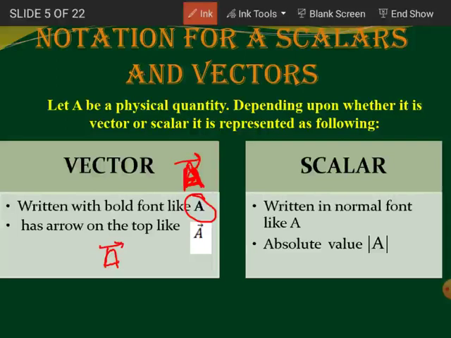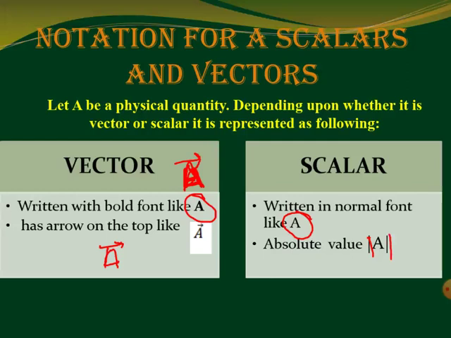But a scalar quantity represents only a magnitude. So it can be written by a letter alone, like A, or it can be written with the modulus, or you can call it the absolute value, of the letter A, which represents a scalar quantity. So a scalar quantity can be represented by a letter alone, but for a vector quantity, we need to write the letter with an arrow above it to represent that vector quantity.